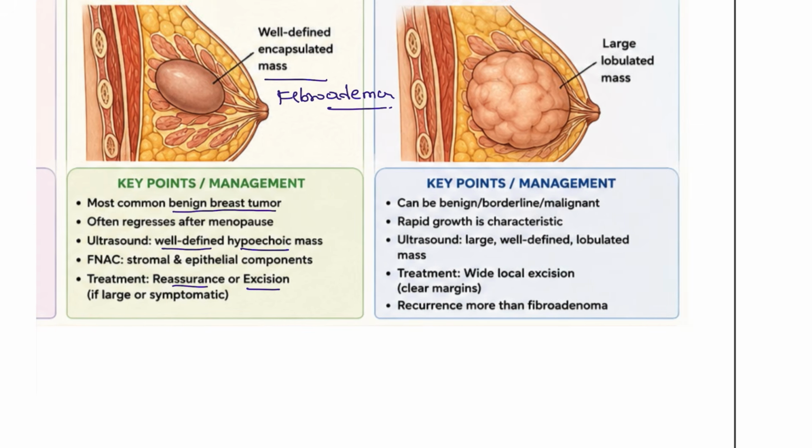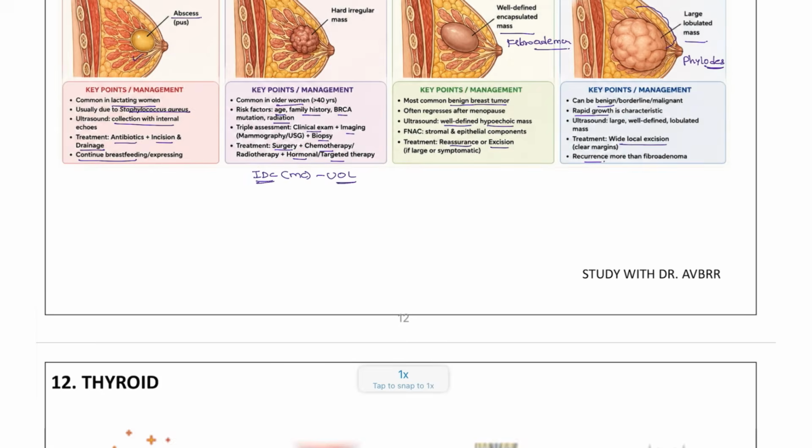Next, last one, this is a very important one. This is the cystic disease, the phyllodes tumor. Phyllodes tumor is a benign condition, and mostly it shows rapid growth. Sometimes it will also damage the surrounding breast tissue, and for that we have to do a wide local excision. Recurrence is more than with the fibroadenoma that you are going to see in this patient.